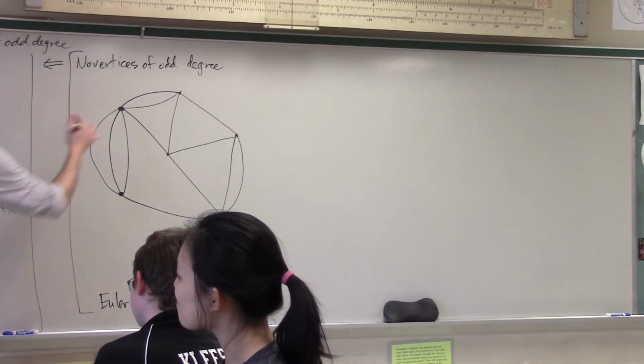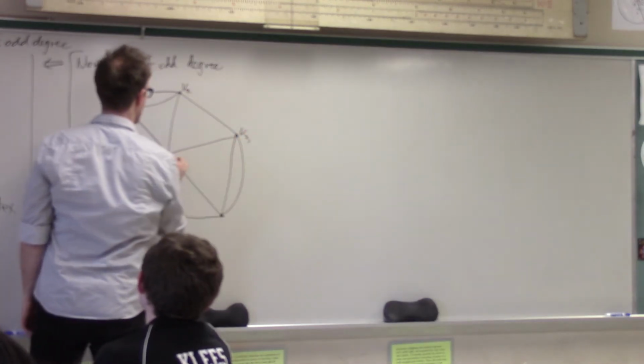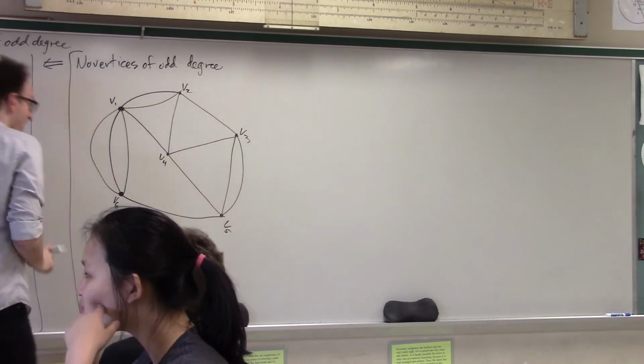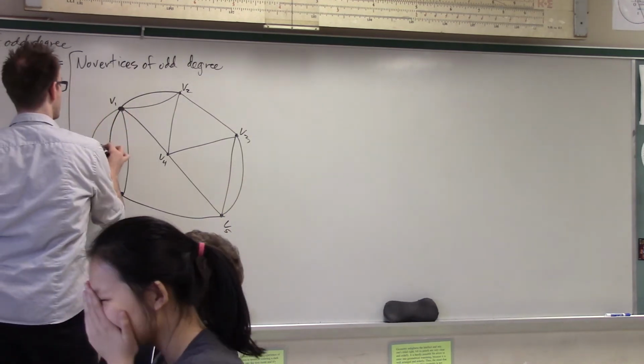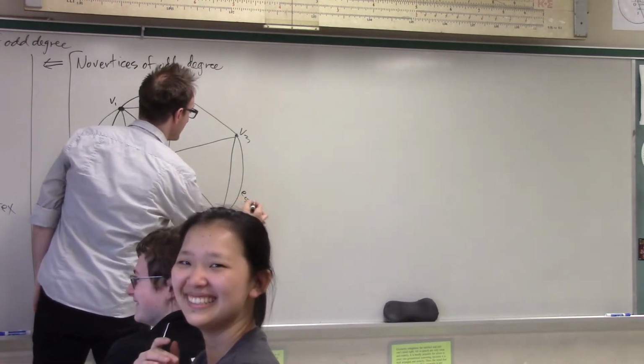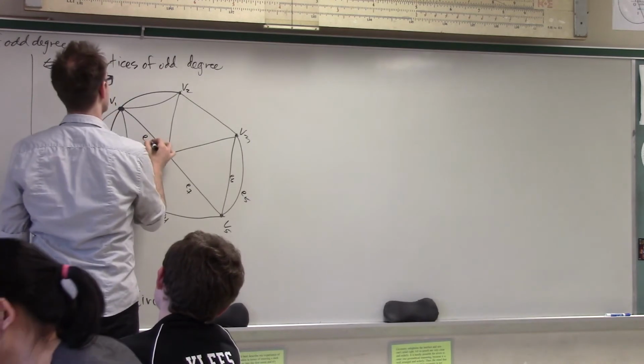So, we begin. I will call this vertex 1, vertex 2, 3, 4, 5, and 6. And then I'll also label these edges. 1, 2, 3, 4, 5, 6, 7.